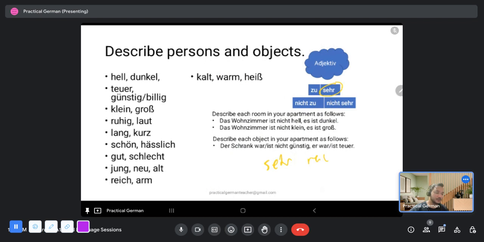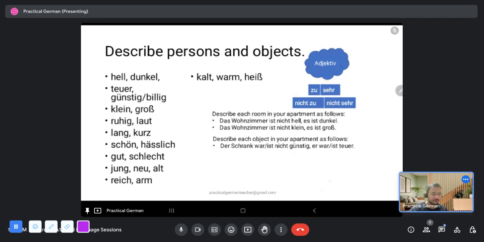10 degrees is cold. Minus 10 degrees is not cold, it's very cold. So whenever you want to say very, you have to use the word sehr. Then what about zu? They both mean the same. They both mean very, but sehr is kind of positive. Zu is kind of negative. What do I mean by this?